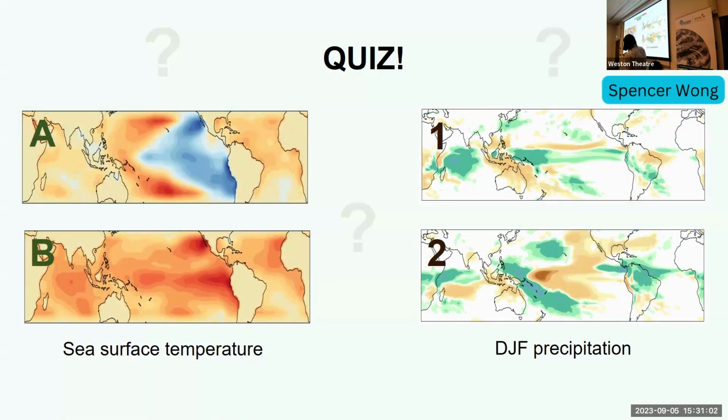Quick quiz. So I've got two different patterns of sea surface temperature, and on the right, different precipitation responses of some sort. I was just wondering if anyone had any guesses of which sea surface temperature would pair with which precipitation. Just shout out if you have any ideas. So, yeah, I didn't hear, but I think that's probably right.